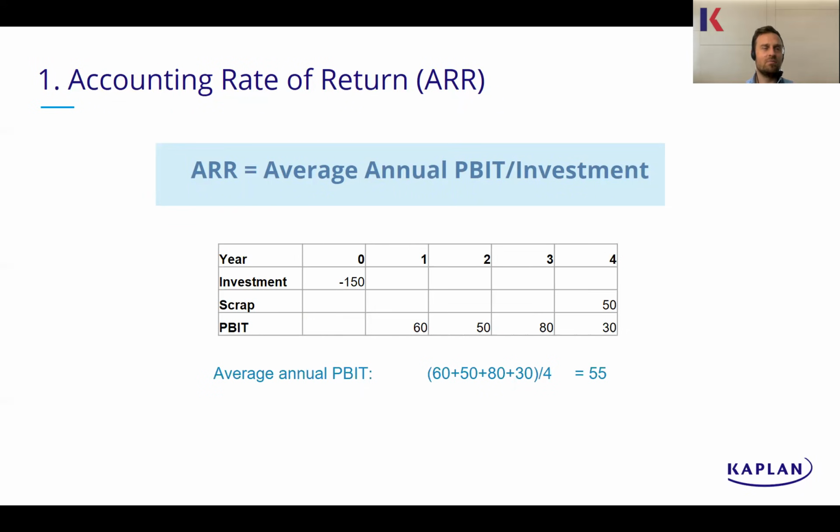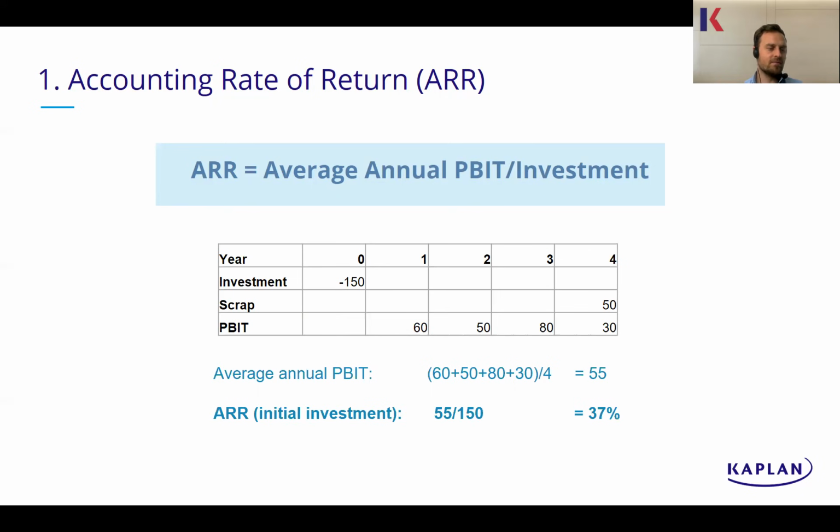That's the average annual PBIT. What we now need to do is divide it by the investment. As I said, there are 2 ways of doing that. The simplest way probably is just to divide it by the initial investment. So firstly, what I'm going to do is just do 55 over 150. What is that as a percentage?